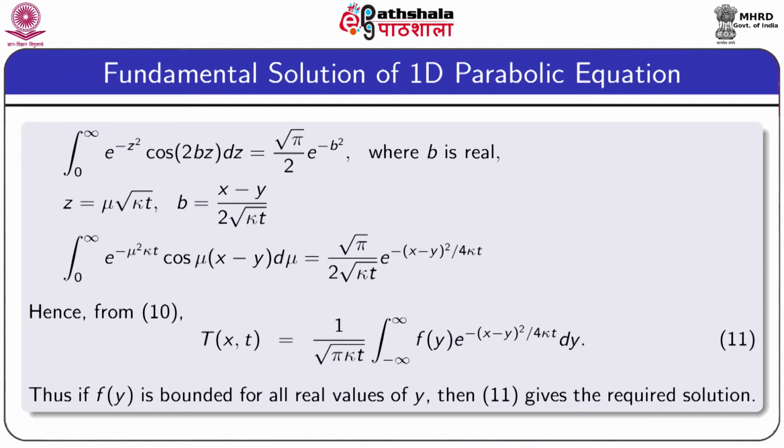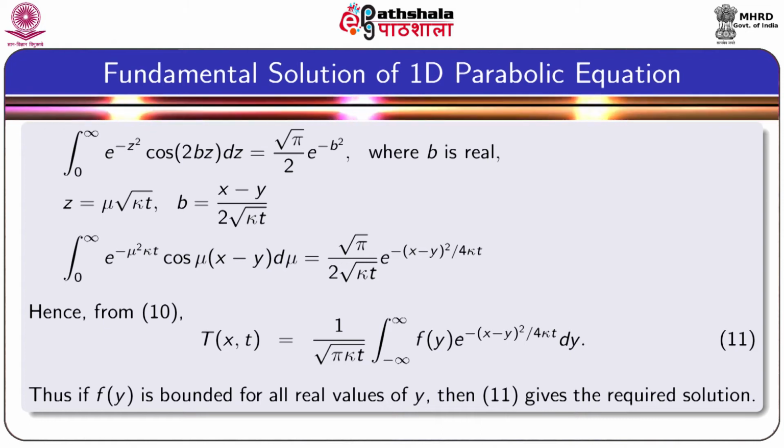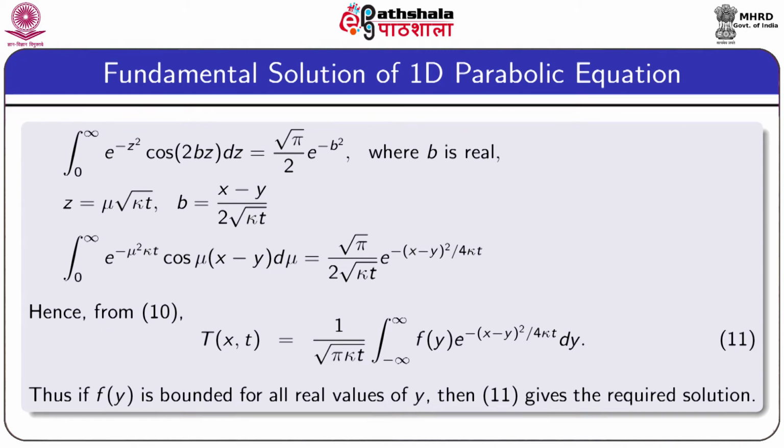We can obtain this relation, or the value of the expression written on the left hand side, using the property of the gamma function where b is real. Now, in this relation, if we substitute z as mu into square root kappa t and b equal to (x minus y) by 2 square root kappa t, it becomes integral 0 to infinity e to the power minus mu square kappa t cos mu (x minus y) d mu, which equals the expression written here.